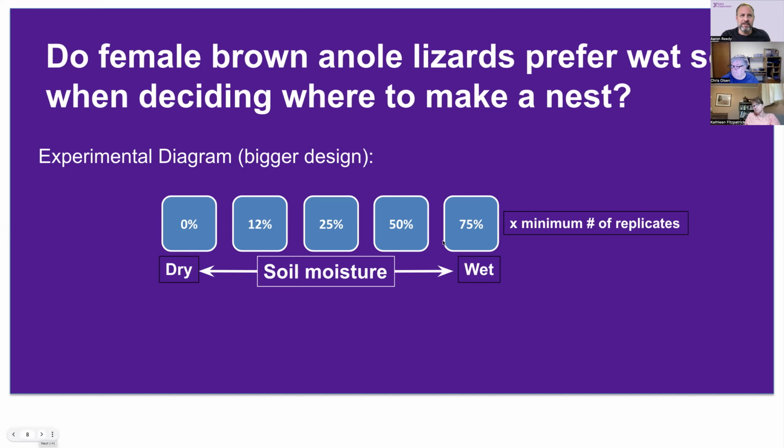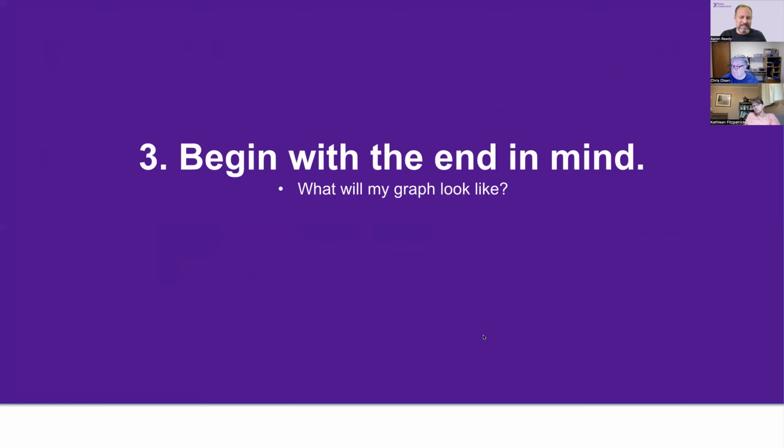So that was my point number two and tip number one for today. Point number three and tip number two is begin with the end in mind. And this is a principle that I think can govern just about everything your students are doing in research.